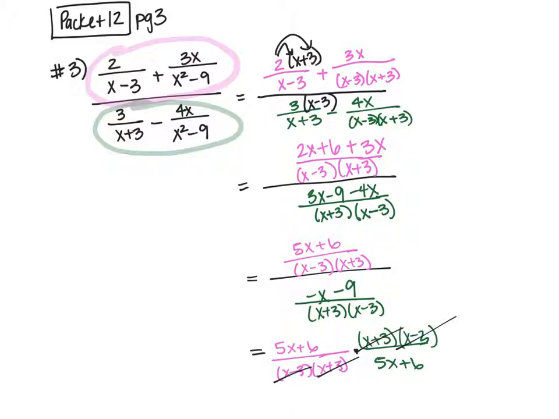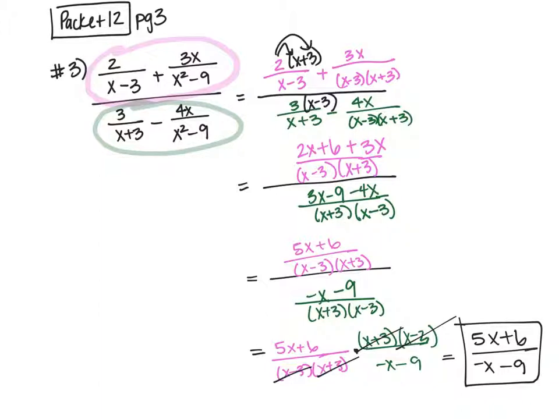Oh, my bad. I think I messed up here. This should have been negative x minus 9. And so when I look at this here, if I multiply straight across, this here is just negative x minus 9. And so I just have 5x plus 6 over negative x minus 9. Whew. And that is my final answer. I know that took quite a bit of work, but like I said, the same principles apply. You need to separate the numerator from the denominator.